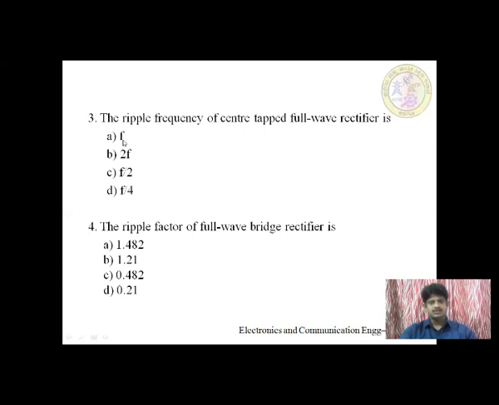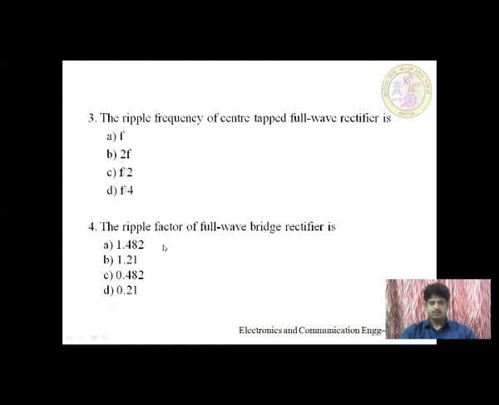Next, third question is, the ripple frequency of a center tapped full wave rectifier is. So ripple frequency is being asked. I told you for full wave, it will have double the input frequency. Means if f is the input frequency, output will be double, because for each one cycle it will have two half cycles. So it will be 2f. So 2f is the right answer.